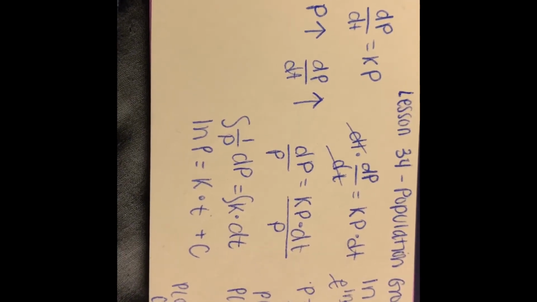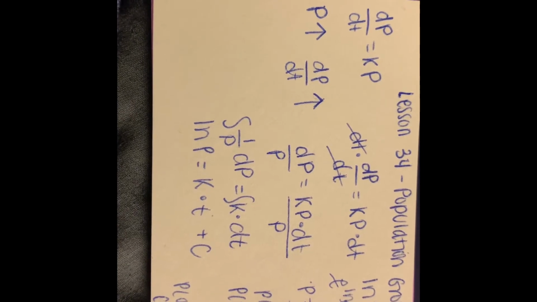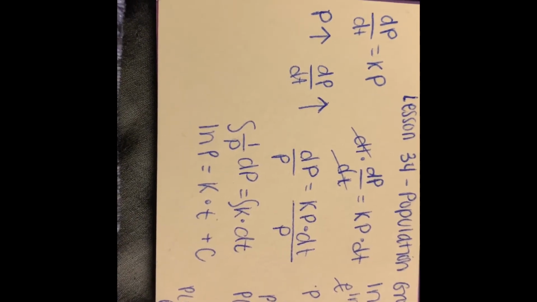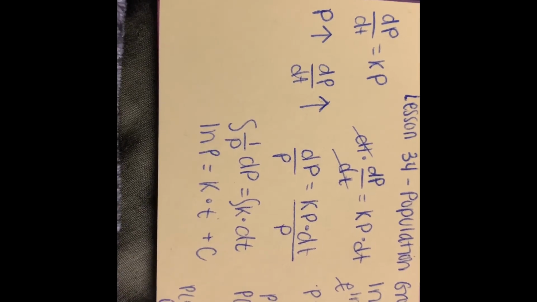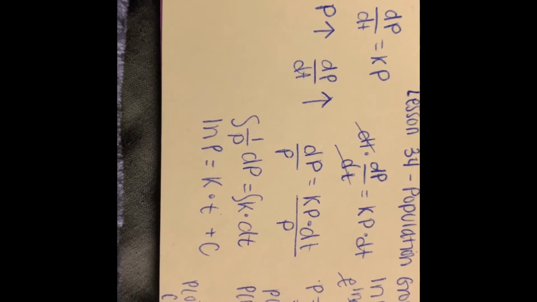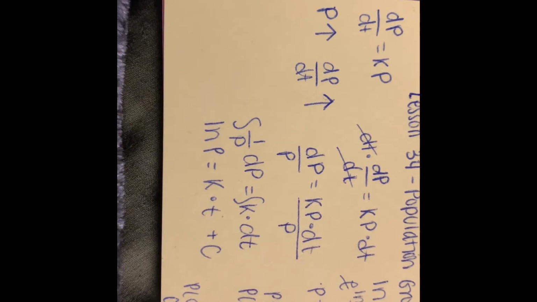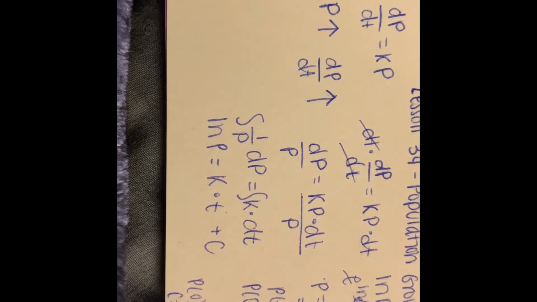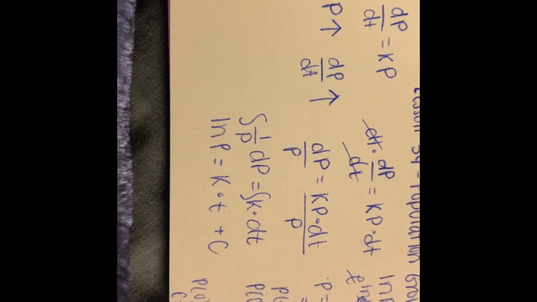Since e raised to the kt plus C is added, using algebra we know that the exponents can add together. So we will change it to e raised to the kt times e raised to C. e raised to C is a constant, which just becomes C. So then we have P of t equals C times e raised to the kt.